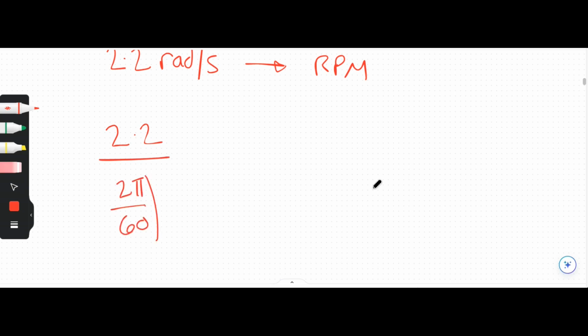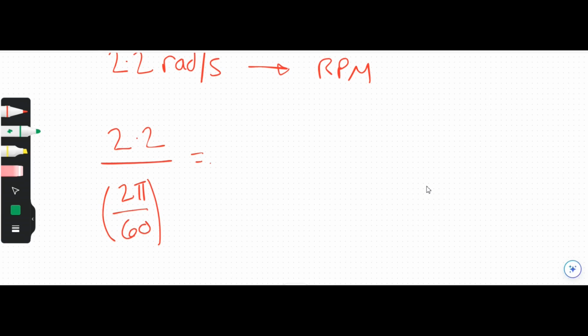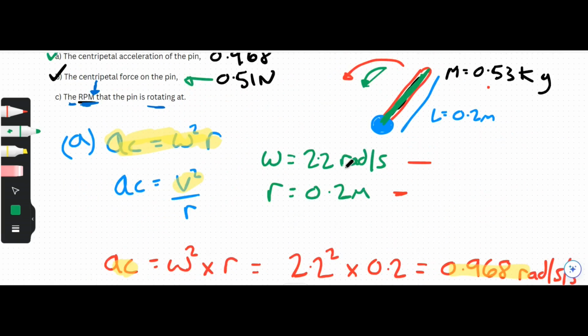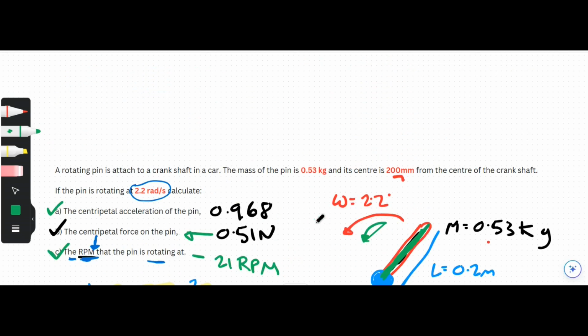Do that in the calculator. And the answer you get, because something went wrong there with the computer, is about 21 RPM. That's part C done. Okay, so all I've done is 2.2 divided by 2 pi over 60. That gives me 21 RPM, which means that's part C. And this is 21 revolutions per minute. Part C done. Okay. That's all we've got to do.